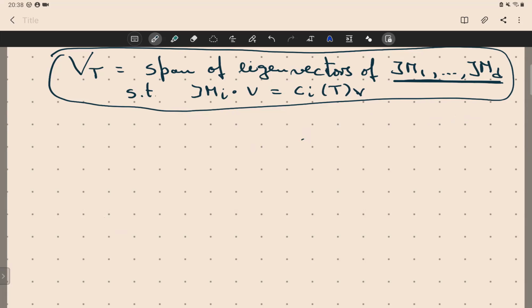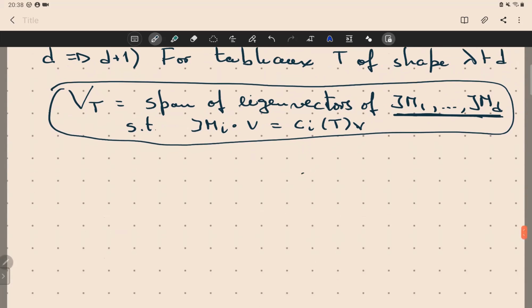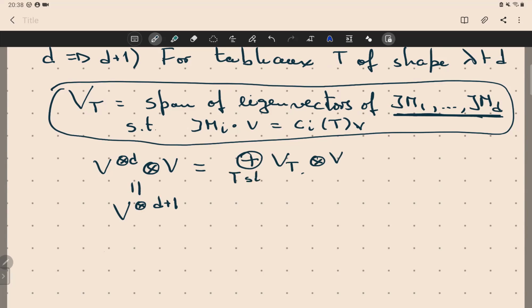Oh, now we have a lot of participants. I want to show this statement by induction. I want to show that the space I labeled by the standard tableau T is the span of the eigenvectors of the Jucys-Murphy elements corresponding to this. I'm assuming I know it all the way up to d. Now I want to do this for d minus 1. So these two are equal. I know that this decomposes as Vt tensor V, where T ranges over all standard tableaux of shape lambda, and this other thing, by Schur-Weil duality, decomposes as a direct sum of V lambda tensor H lambda.